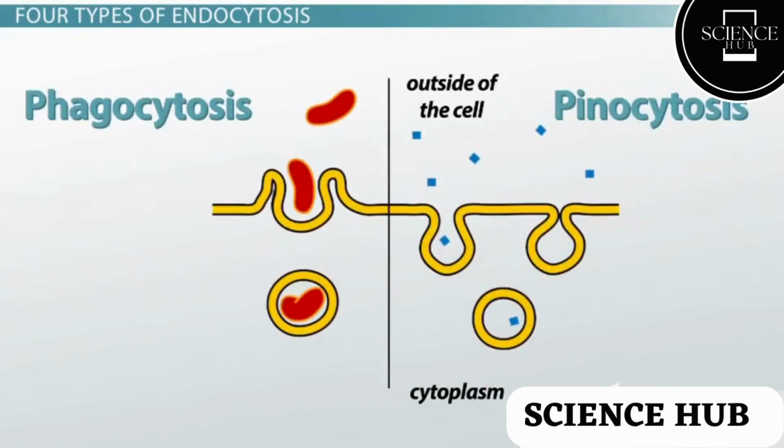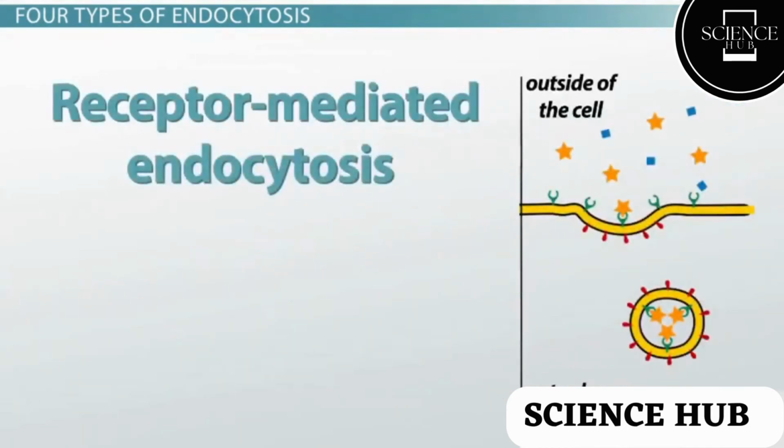Phagocytosis and pinocytosis are non-specific methods of endocytosis. They would eat any kind of chocolate. Receptor-mediated endocytosis is specific, picky. It knows exactly what it wants.